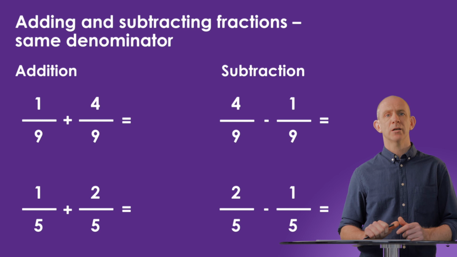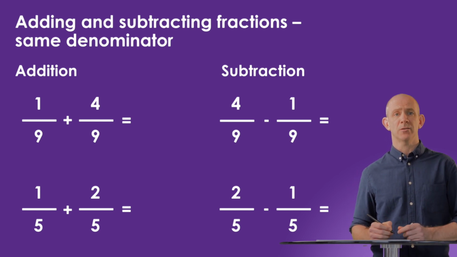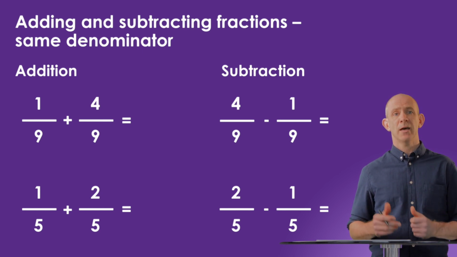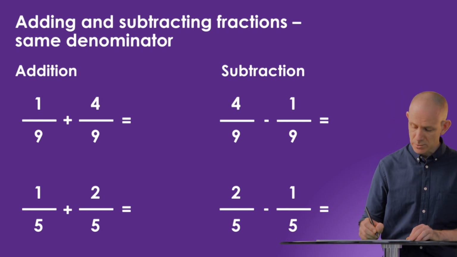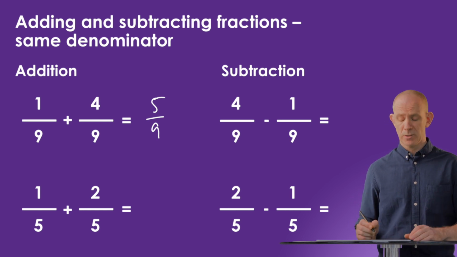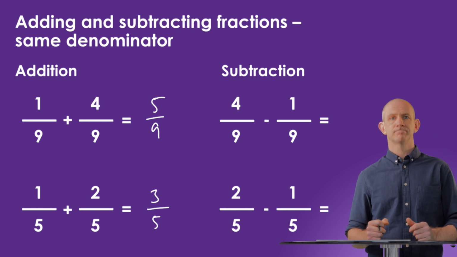To start with, I'd like to show you what happens with regards to adding and subtracting fractions when they have the same denominator. If they've got the same denominator, that means they're both in the same terms, as with 1 over 9 and 4 over 9. As they have the same denominator, we can add the numerator and keep the denominator the same. And in this one, we get the total of 5 over 9. In the next one, we have 1 over 5 plus 2 over 5. So we can keep the denominator the same and add the numerator to get 3 over 5.